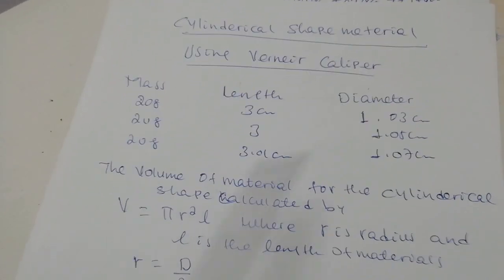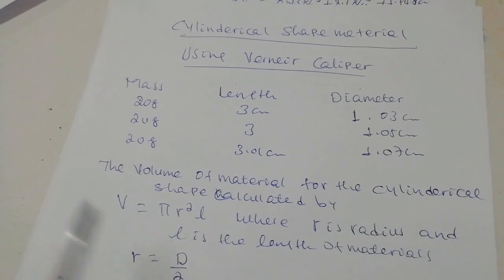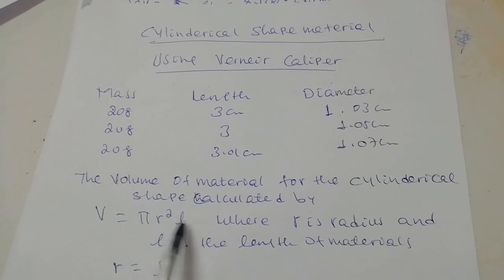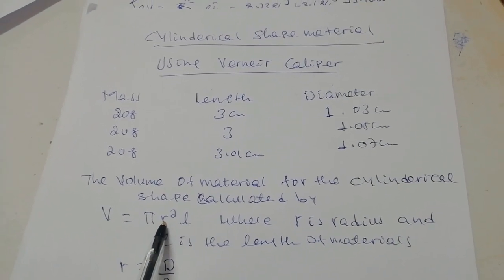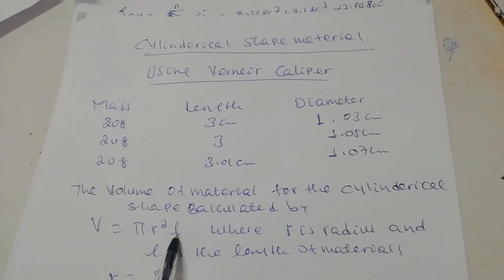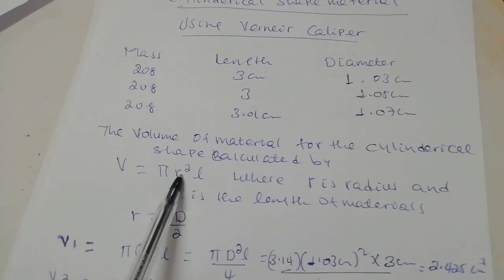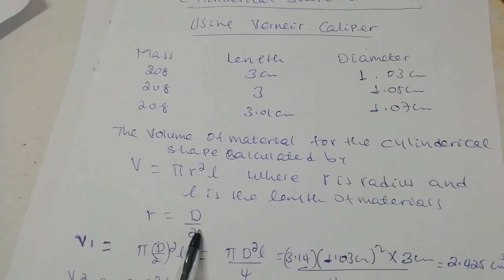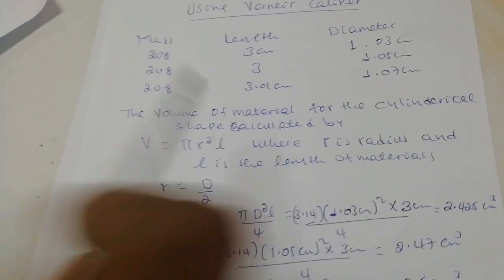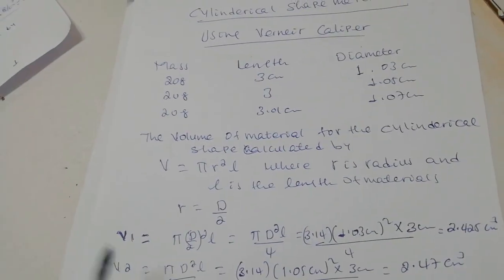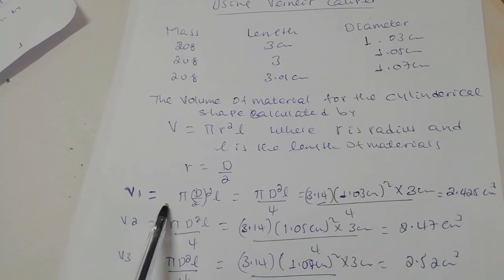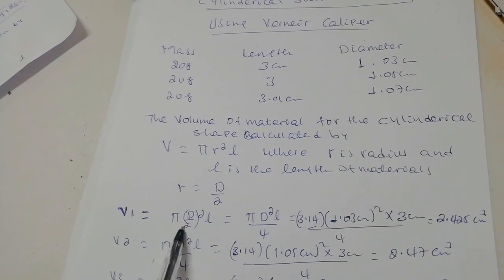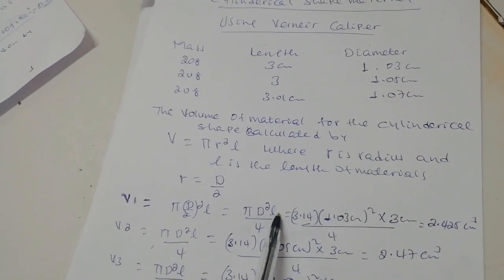When you find the volume of these cylindrical shapes, the volume is calculated by V equals pi r squared L. Here r is the radius of the cylinder and L is the length of the material. The radius is the diameter over 2, and from this data we have only the diameter. So we can try this three times and get three volumes. Volume 1 equals pi times, in place of the radius, d over 2, the whole square, times L. This gives pi d squared L over 4.